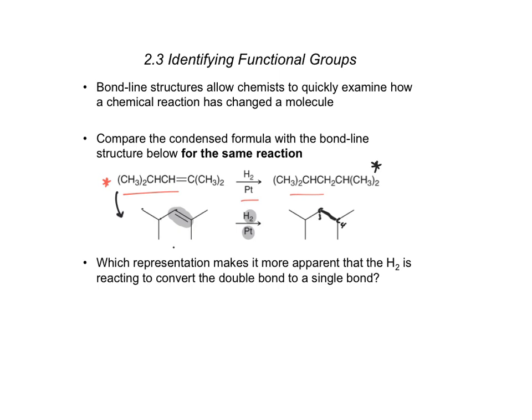Now, specifically, what we're talking about here is something called functional groups. In this specific arrangement of atoms, where we have a carbon-carbon double bond, this is a specific functional group. This is called an alkene, okay? And again, it's specific for a carbon-carbon double bond.